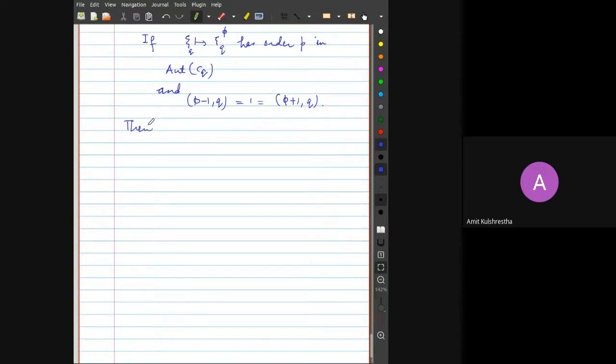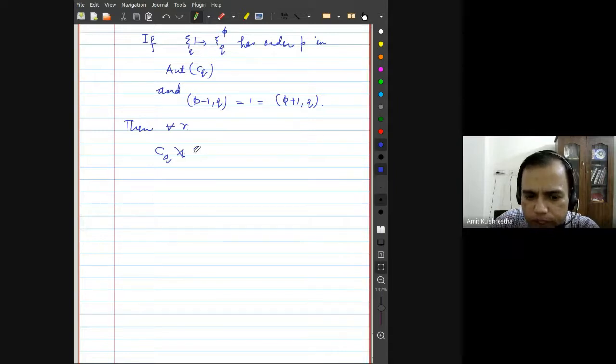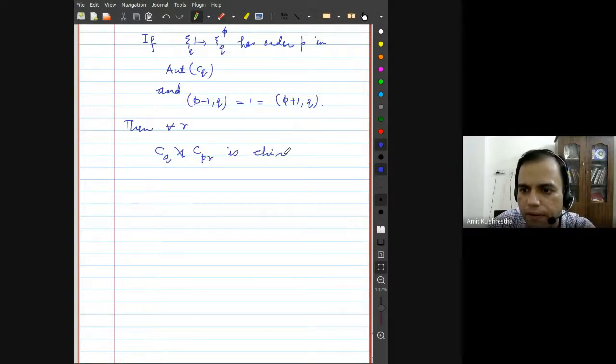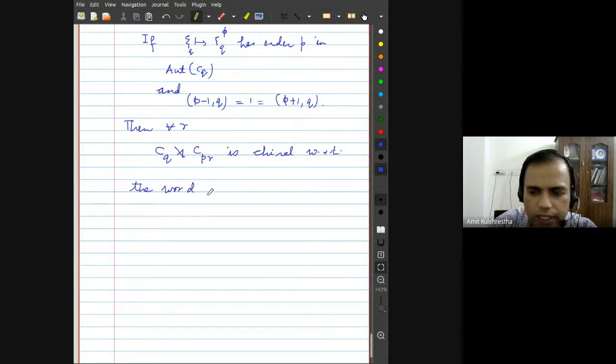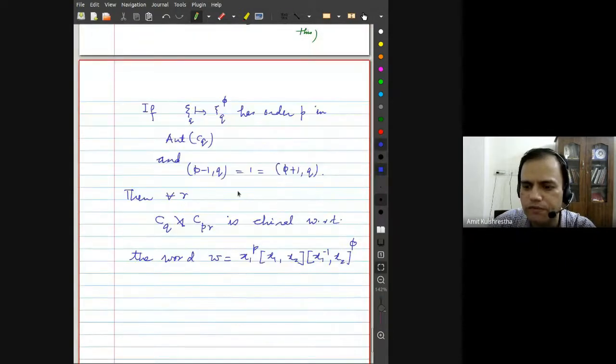Okay, if some condition is happening regarding some cyclic groups and their automorphisms, then they construct some witness of chirality. So then for every r, what we have is C_q semi-direct product C_{pr}. So it's p times r, not p to the power r. That is chiral. With respect to the word, they also give a word. I'll just write that word. W is x1 to the power p, x1, x2, and x1 inverse x2 to the phi. Phi is an integer which was constructing this automorphism.